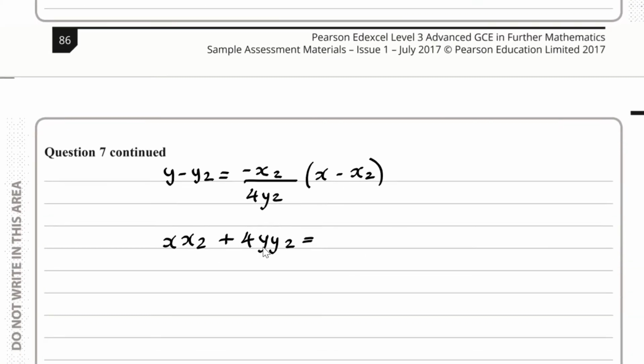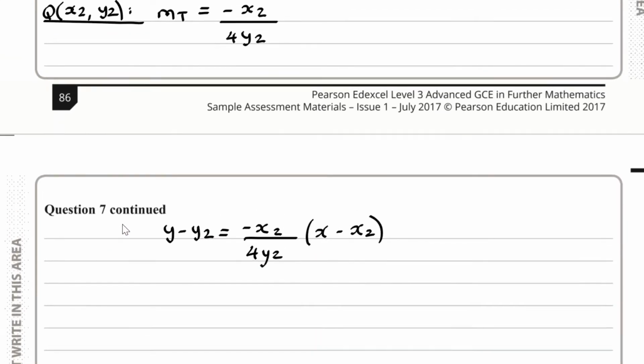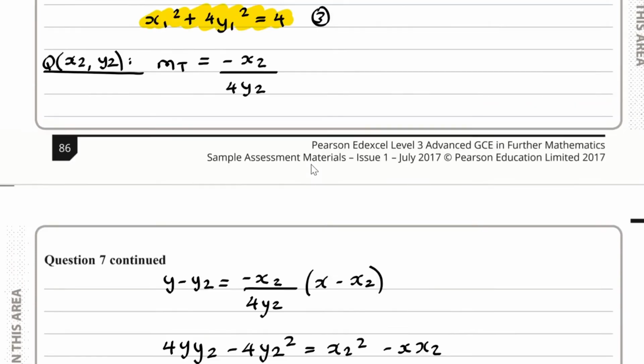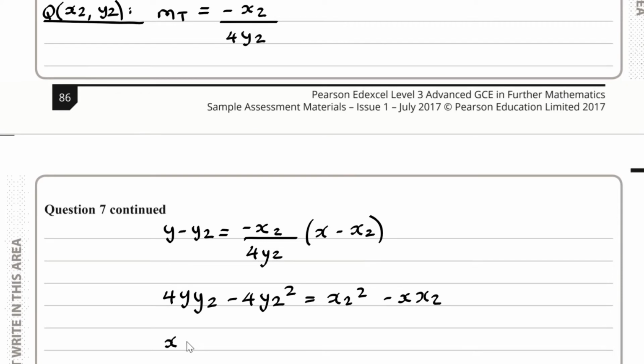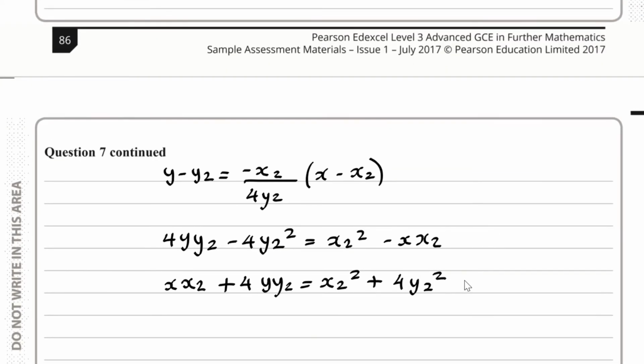Let's expand and simplify first. I'll write it out in full. So we have 4y2 minus 4y2 squared equals x2 squared minus x2, and if we rearrange this, we end up with a similar thing to what we have in equation 2. We have x2 plus 4y2 equals x2 squared plus 4y2 squared. Okay, so we'll call this equation number 4.